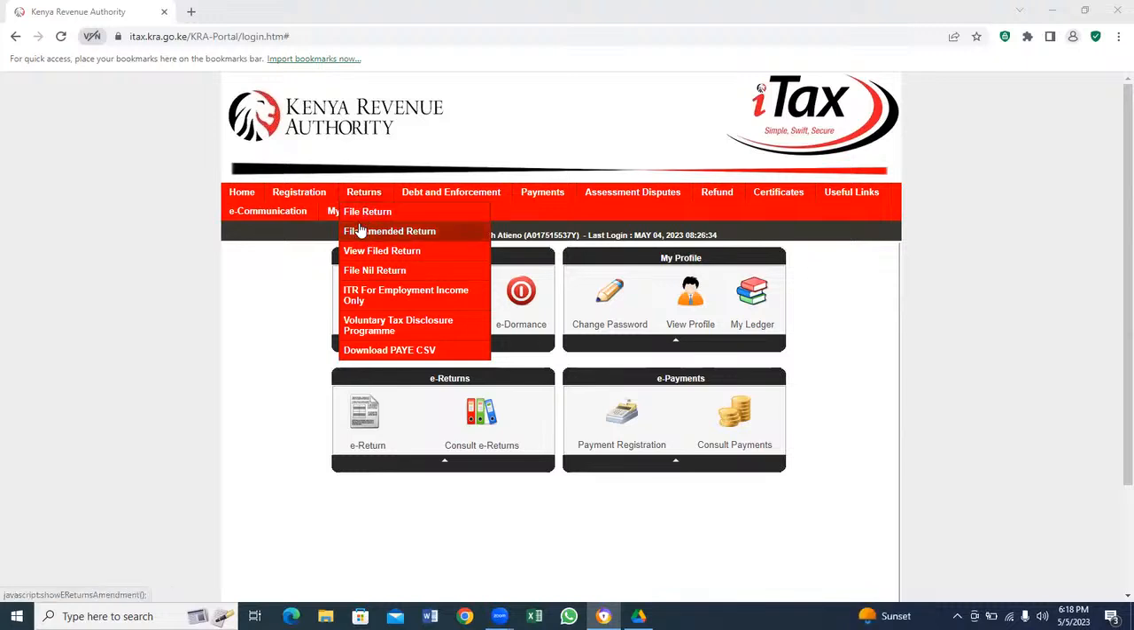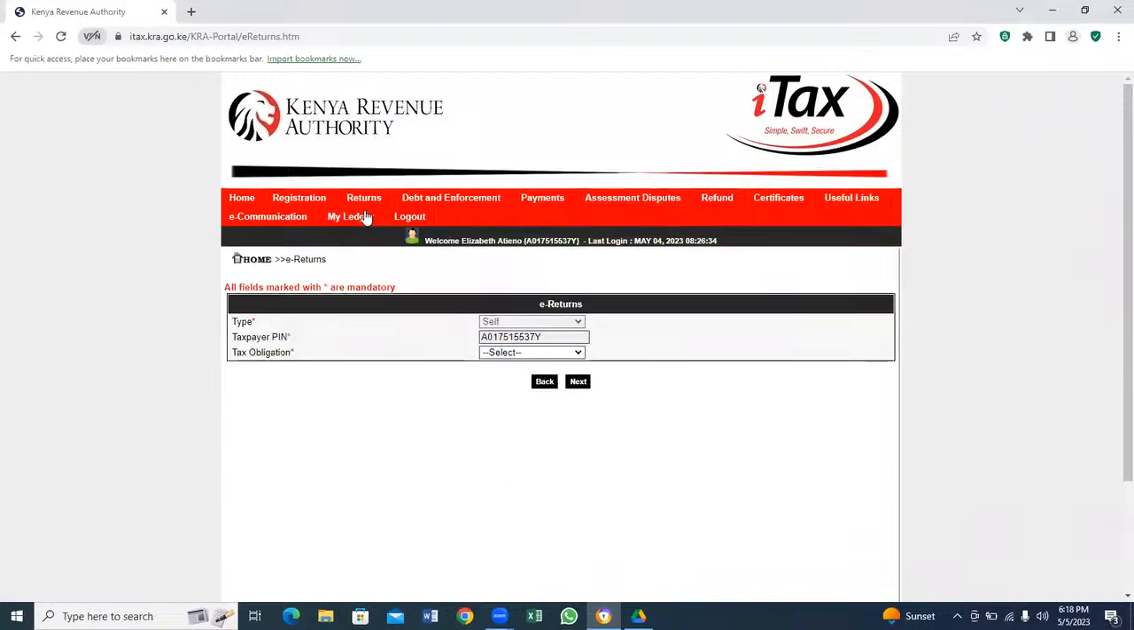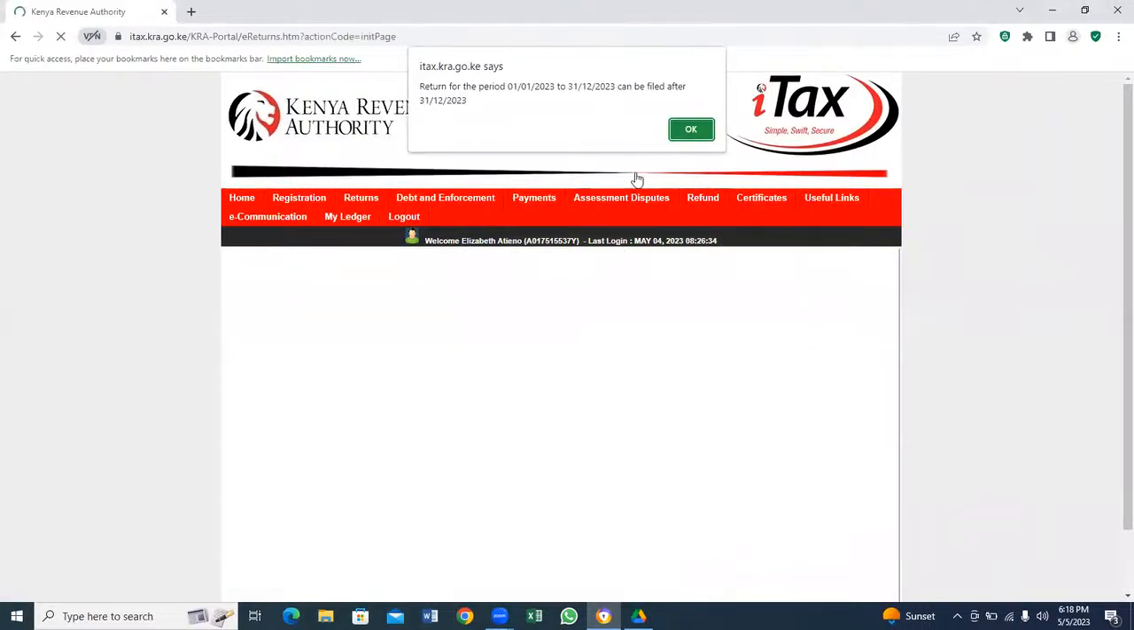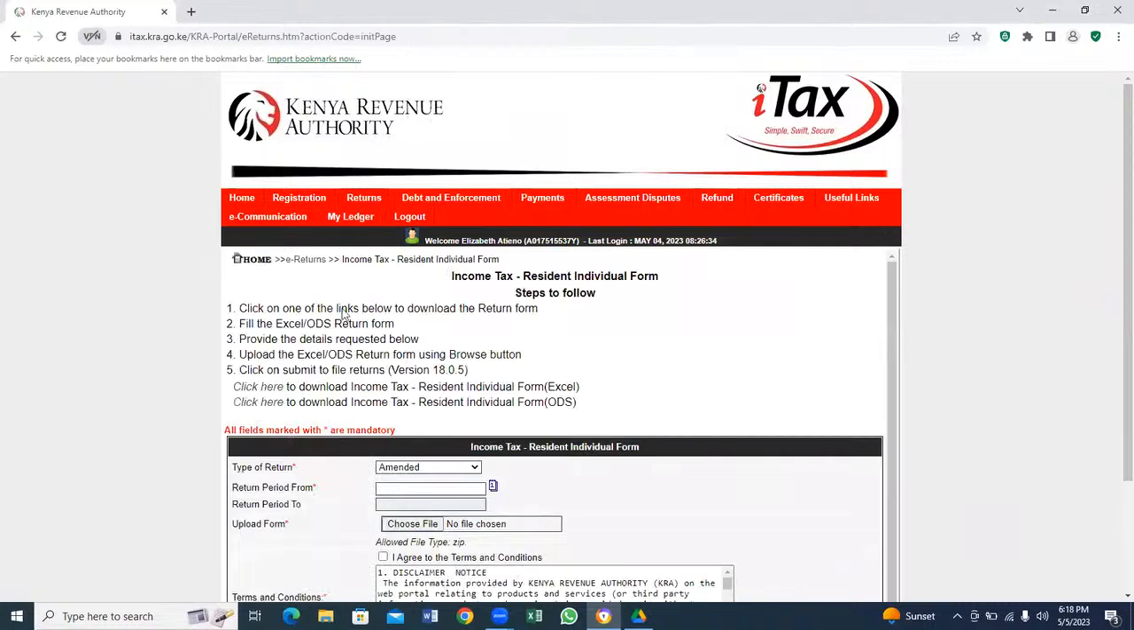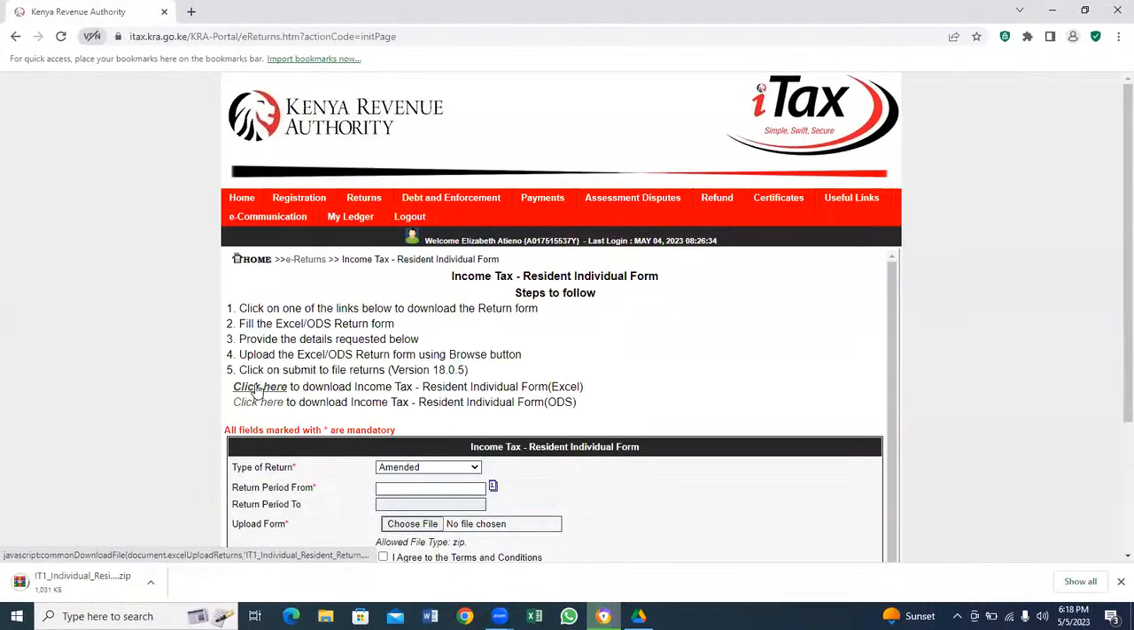So if I have employment income, I'll use this first option called file return. I'll click on it. Next I'll select the tax obligation, which is income tax resident. Then I'll click next. This person has already filed the return for 2022, but you want to borrow a copy of the return to populate for Janet Mungai, the one we've been populating. So I'll click here. The system will download.